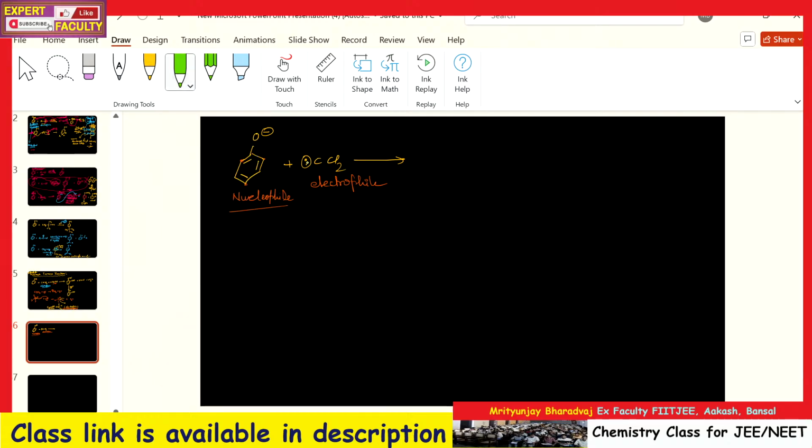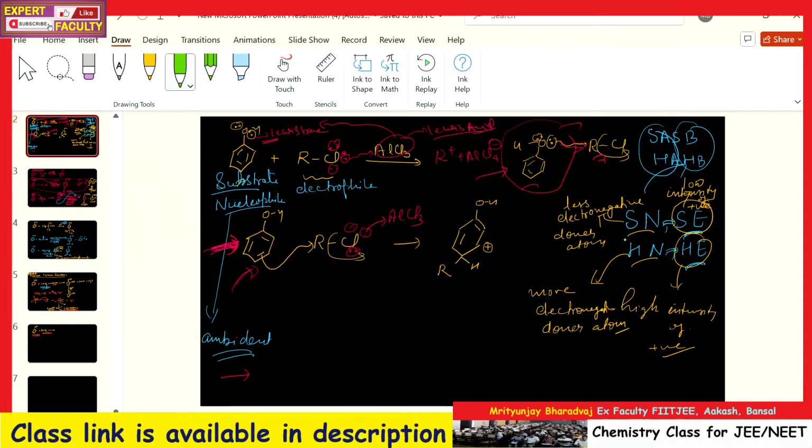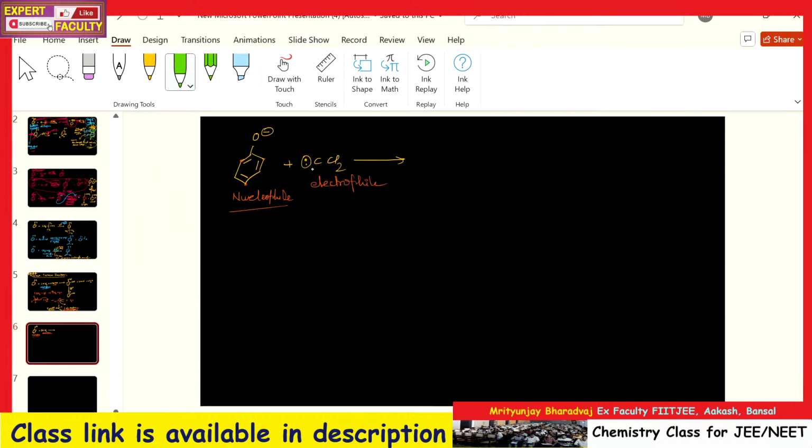Do you see any positive charge on the carbon? What is the condition we have seen? For a soft electrophile, there is low intensity of positive charge. For a hard electrophile, there is high intensity of positive charge. Do you find any positive charge on the carbon?